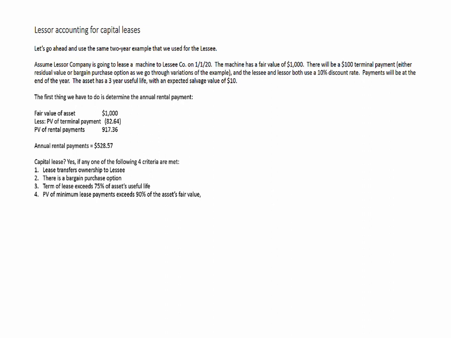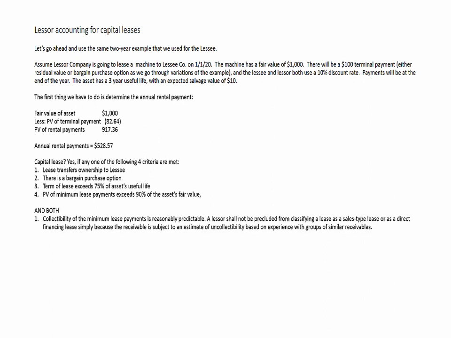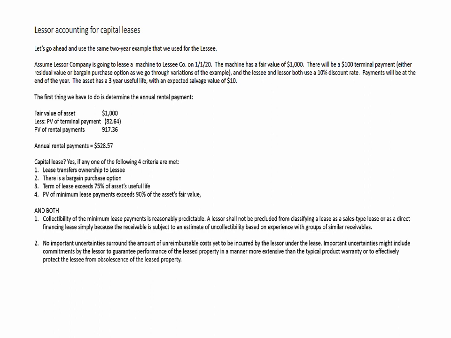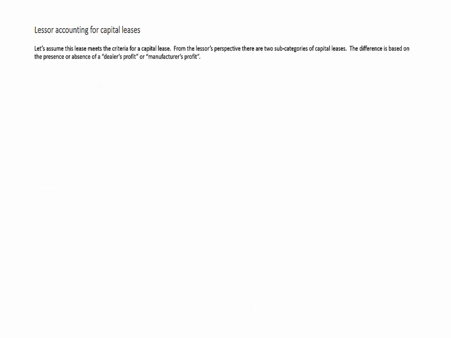Now, in addition to those 4 criteria, any one of which needs to be met, the lessor must also satisfy both of 2 additional criteria. The collectability of the minimum lease payments must be reasonably predictable, and there must be no important uncertainties surrounding the amount of unreimbursable costs yet to be incurred by the lessor under the lease. Okay, so we're going to assume this meets the criteria for a capital lease.